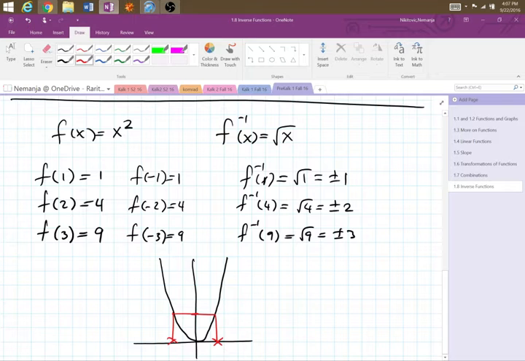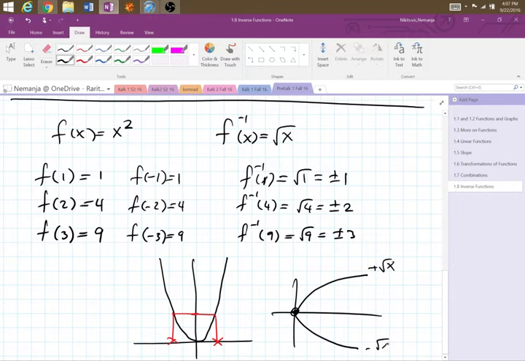Because when you draw the plus square root and then the minus square root, this is your plus square root of x, and this is your minus square root of x, you see that it fails the vertical line test, which means it's not a function. But its inverse exists, it's right there. And I can use it to get those values that we talked about up there. But then there are some other things that we can do with it.